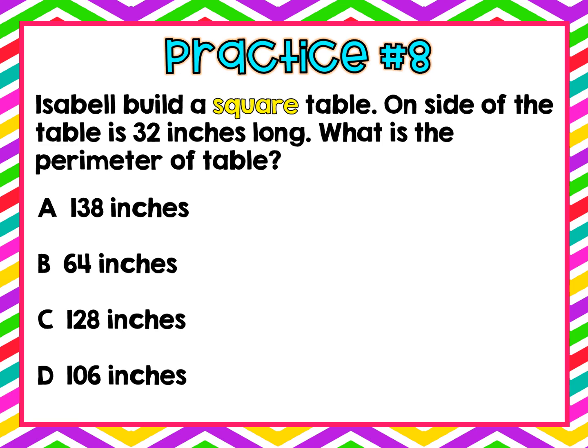Practice number 8. Isabel built a square table. One side of the table is 32 inches long. What is the perimeter of the table? You have 45 seconds to answer this question. Go!